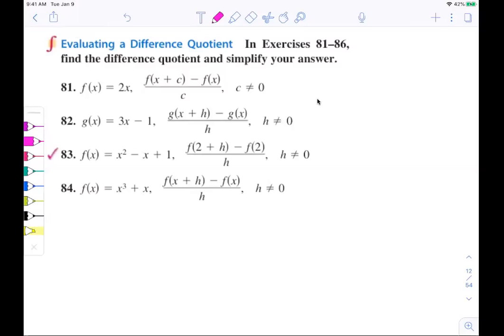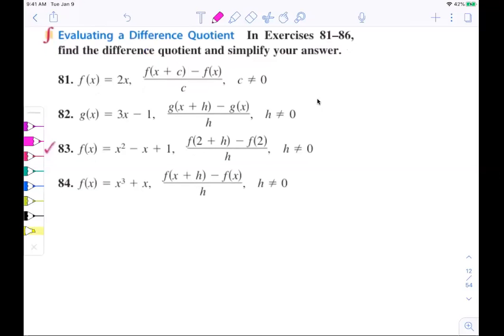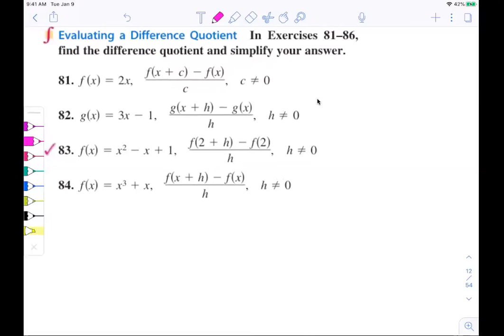You were assigned 82 and 83, so I thought I'd look at 82, the even problem, because it has a g instead of an f. We're dealing with the equation 3x minus 1. This wants you to find the difference quotient. That's what each one of these is called. I know they all look a little different, because 81 has a plus c, 82 has g of x plus h, and 83 has a 2 thrown in there. But the form is called a difference quotient, because the top is a difference, and the whole thing is a quotient, or a fraction. That's how it gets its name.